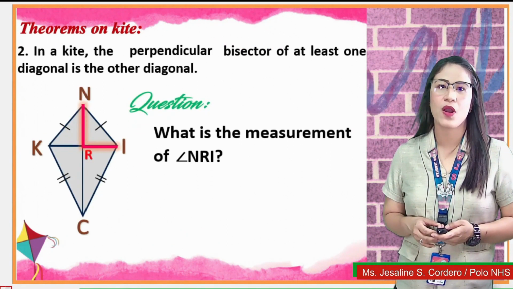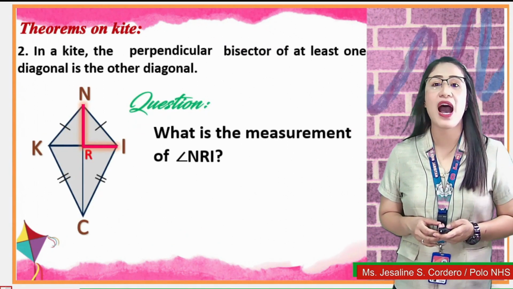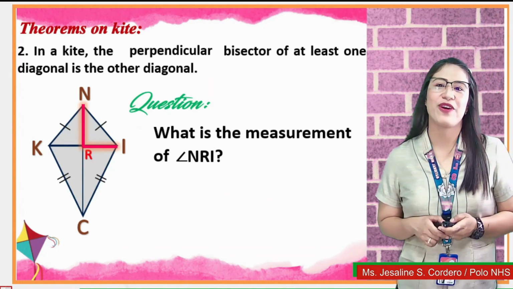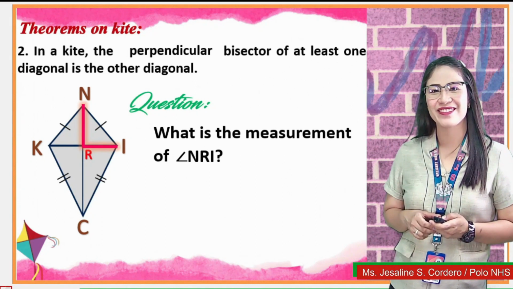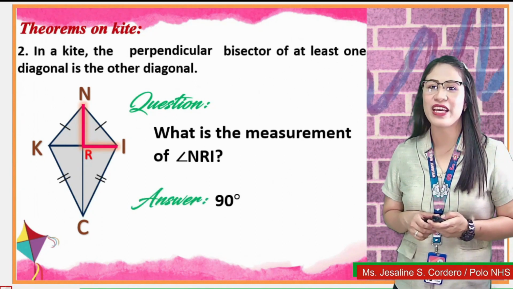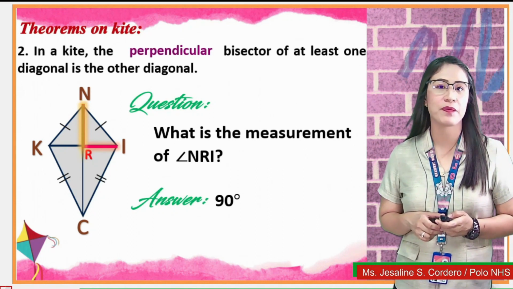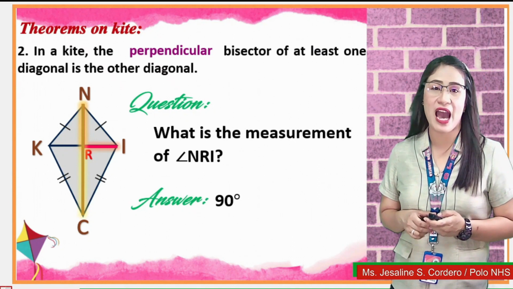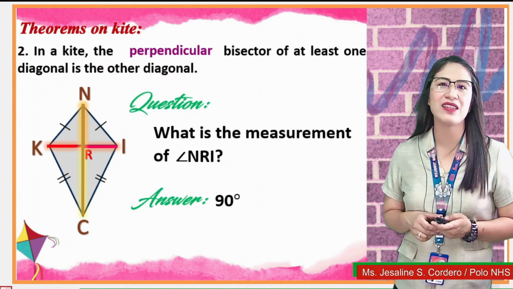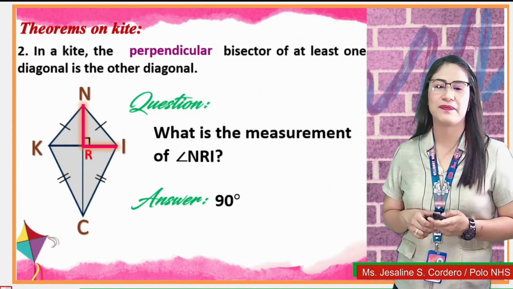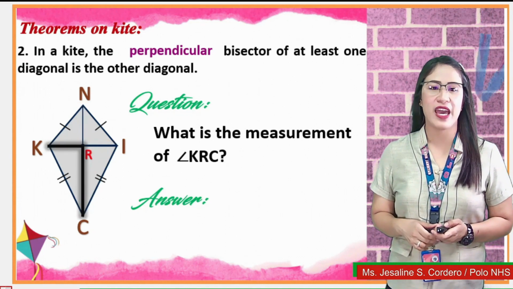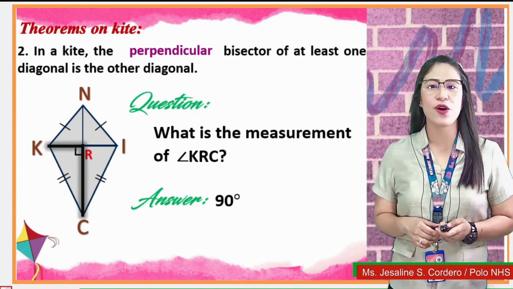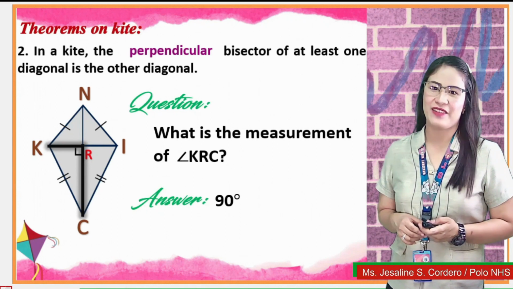Another question. What is the measurement of angle NRI? You have to comment down your answer. Great! 90 degrees, because NC is the perpendicular bisector of segment KI. So, it forms a 90-degree angle. How about the measurement of angle KRC? Yes, it is also a 90-degree angle.